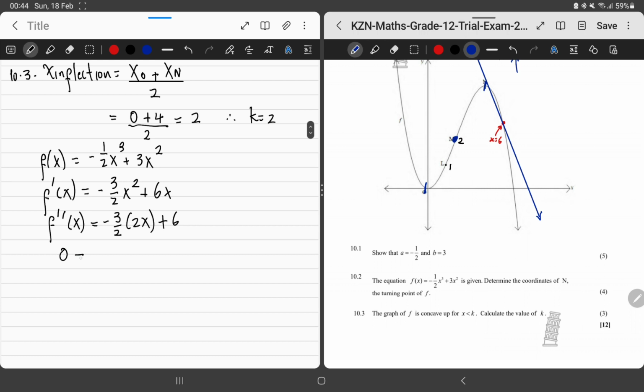And then we equate this to 0. Then I'm left with minus 3x plus 6. So x should be equal to 2. The k value should be equal to 2. So we can use the first method or the second one.